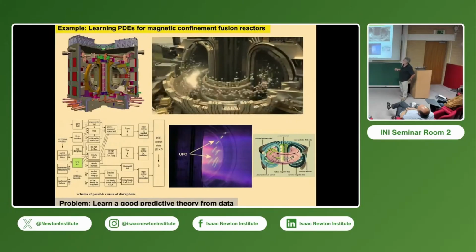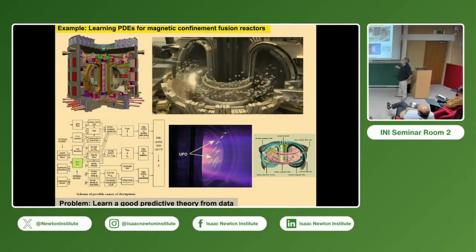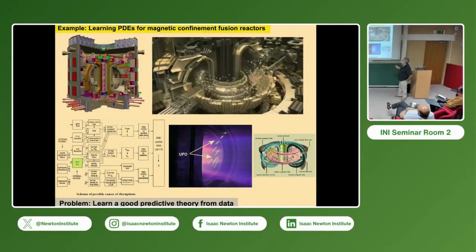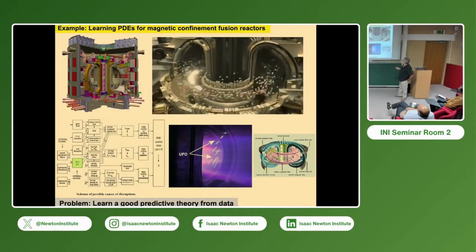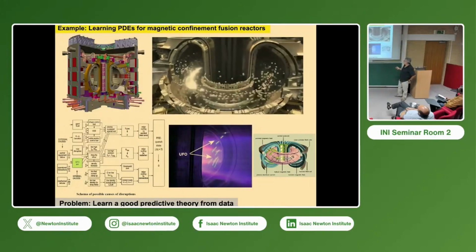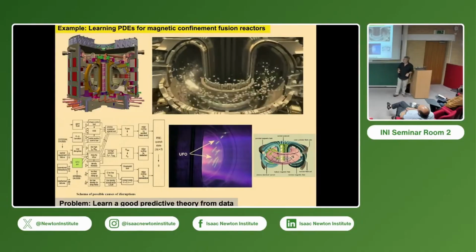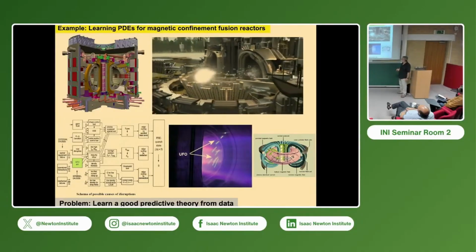Another example of application, so we are not working on this, but I think this could be interesting, would be to learn a PD for magnetic confinement fusion reactors, so tokamaks, for instance. Now, if you have worked with these tokamaks, you know that we don't have good predictive theories for them because they operate in extreme environments. And the idea would be to learn a good predictive theory from that. That would be interesting.